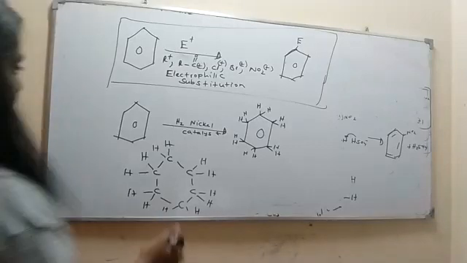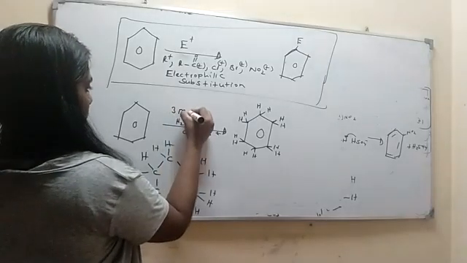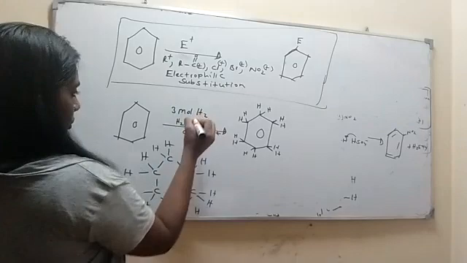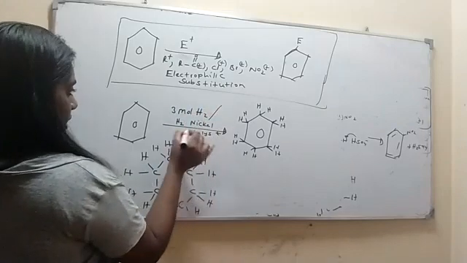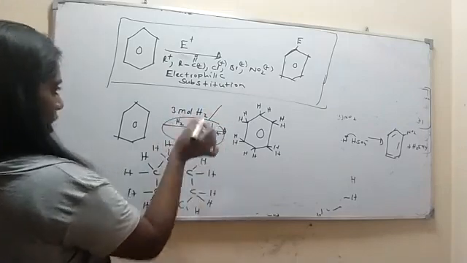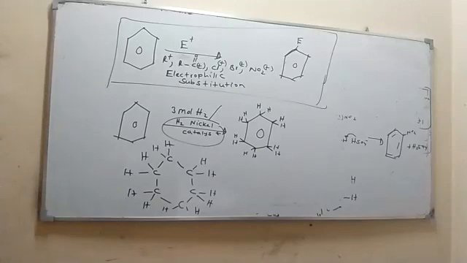Sometimes you can write the words 3 moles of hydrogen also. Mostly they use H2 nickel catalyst, but in some papers they use 3 moles of hydrogen instead of H2 nickel catalyst. You can use that, because there are 6 hydrogens getting substituted. No? You have 3 moles of H2.